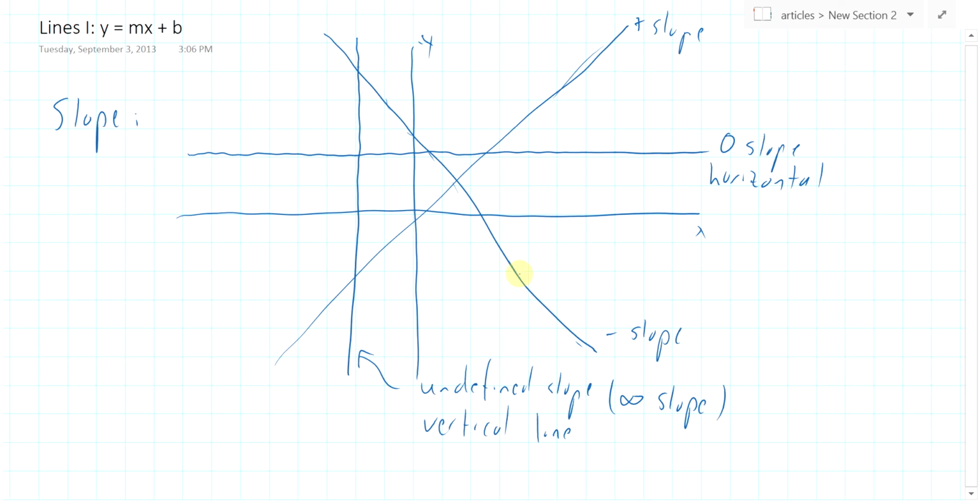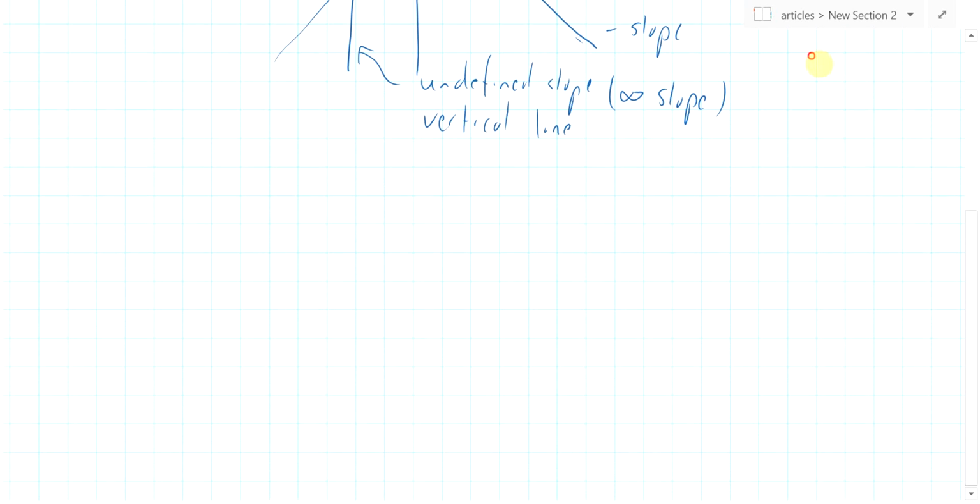So really 4 types of lines, right? Lines going up, positive slope. Lines going down, negative slope. Horizontal lines have 0 slope. Vertical lines have an undefined slope. Okay. So those are the pictures.